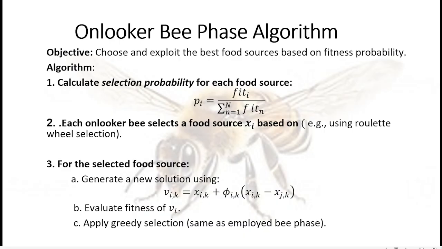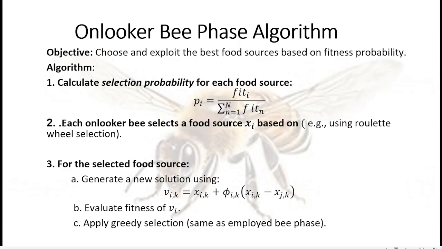This selection is done by roulette wheel selection. Each onlooker bee selects a source based on these probabilities. Higher fitness gets more attention. The second step is, for the selected food source, generate a new neighbor solution that is given by the equation Vij equals Xij plus phi ij into Xij minus Xkj.